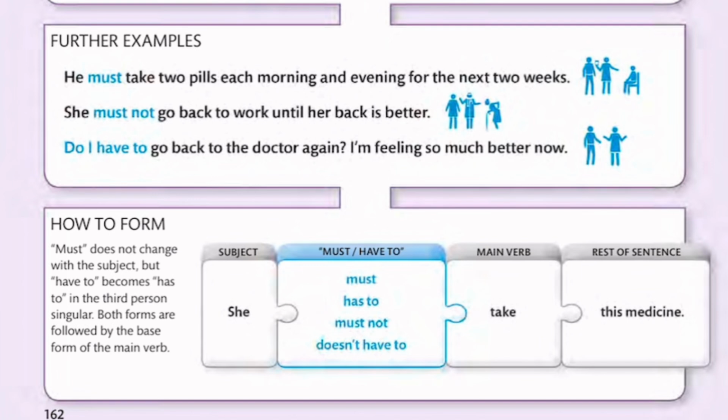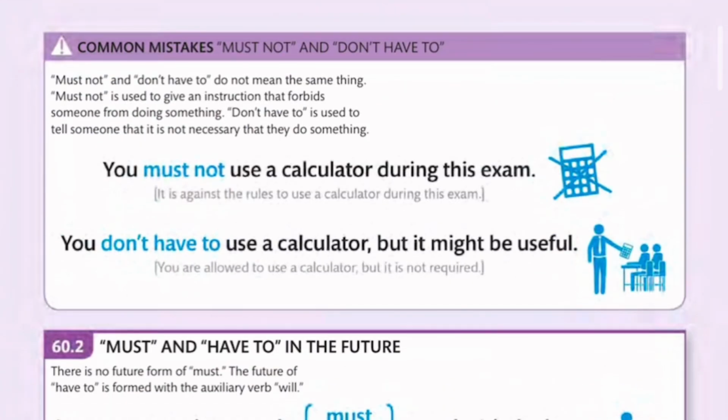How to form. Must does not change with the subject, but have to becomes has to. You say she must, they must, we must, the girl must. But you say they have to, we have to, she has to, he has to. Have to changes, but must does not change. And if you want to use have to in the negative: she does not have to, they do not have to. Do you understand?